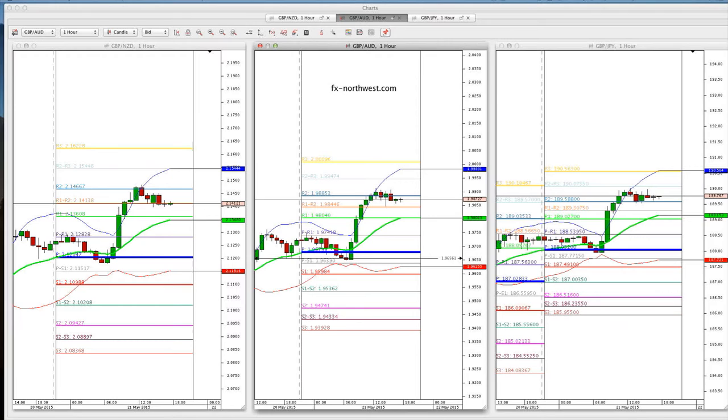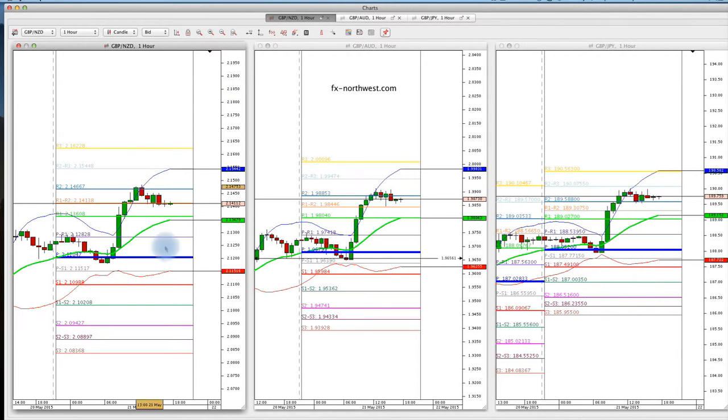So we're looking at three pairs: pound New Zealand, pound Aussie, and pound yen. I like looking at correlated pairs, and this is a trade setup for May the 20th. Price did go up, but it was also nice that we had some news event that pushed price even higher. So coming into a new trading day, let's start with pound New Zealand.